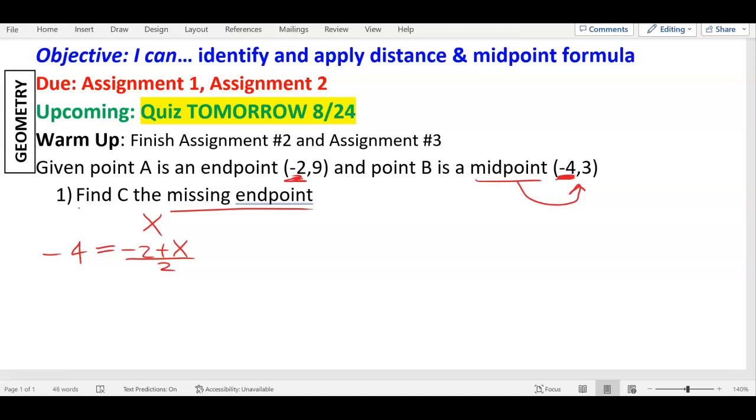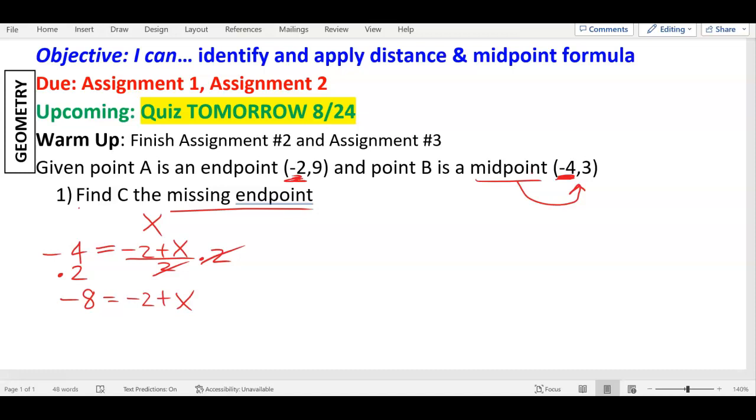Okay, remember, if you see dividing by 2, the opposite of dividing is multiplying by 2. So we're going to do times 2 here. And if I do it on the right, I'm going to do it on the left, times 2 here. Cross out those 2's. What is -4 times 2? -8 equals, bring down -2 plus x. You've got to set it up, then multiply by 2.